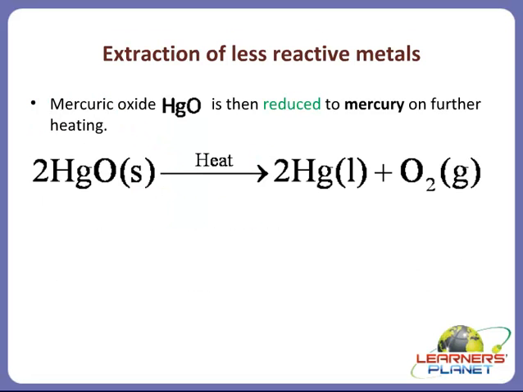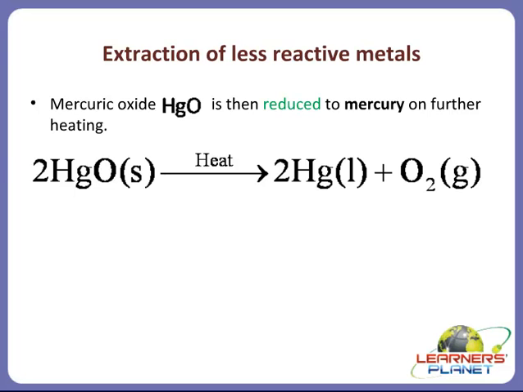Now let's take up the next step. The mercuric oxide, that is HgO, is then reduced to mercury on further heating. So this mercuric oxide is heated further and we get mercury and oxygen. So students, mercury is a very less reactive metal and its extraction is easy also.